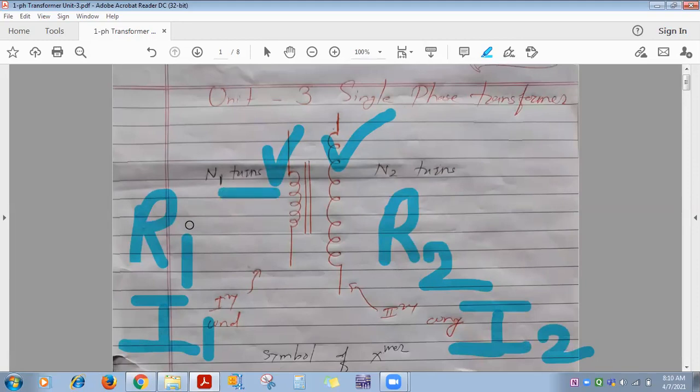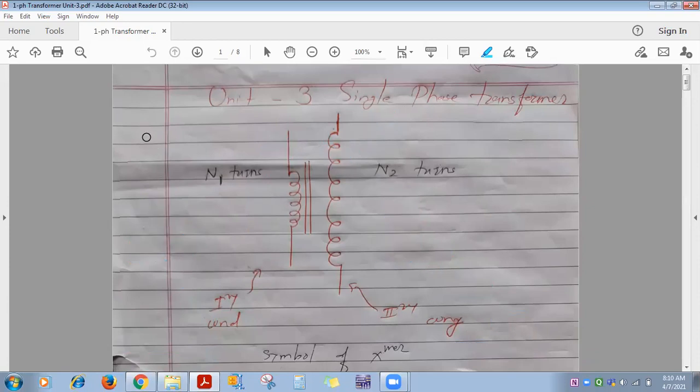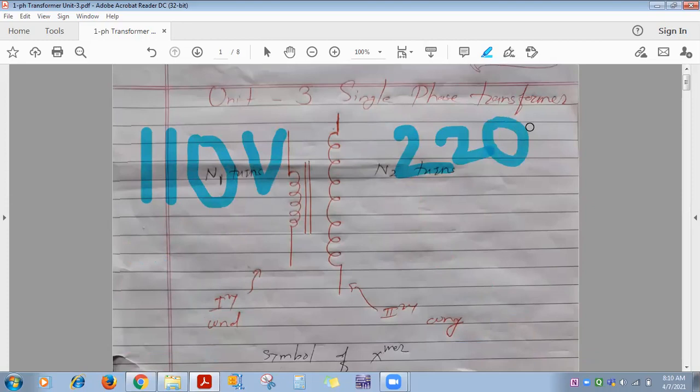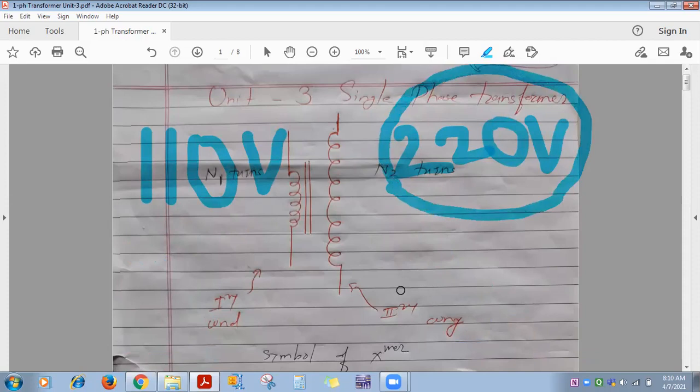Turns, then resistance of copper and current flowing through winding. Okay. Now this primary and secondary winding, that about the insulation. See, if this one is used for 110 volt, you are going to apply across primary, and across secondary you are getting 220 volt. So if you observe, more voltage is there on secondary side. So you will find thickness of insulation.